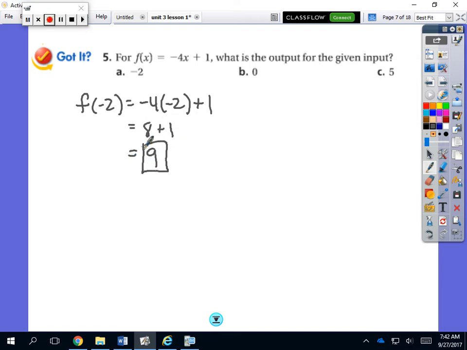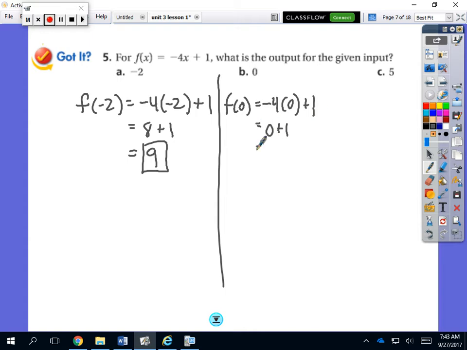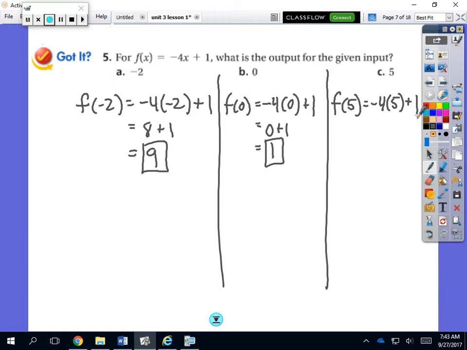B, f of 0 is going to be -4 times 0 plus 1. That's just going to be 0 plus 1, so that's 1. And C, f of 5, is going to be -4 times 5 plus 1. -4 times 5 is -20. -20 plus 1 is -19.